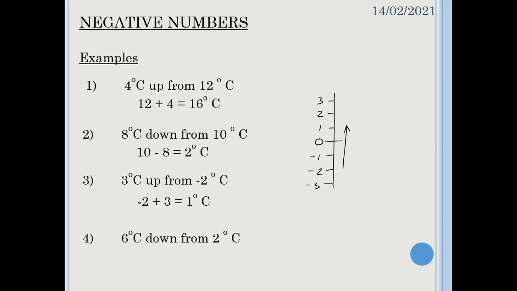6 down from 2 degrees. Well, again, down suggests that it's going to get colder. There's 2 degrees there. If it's going to go down 6 degrees, it's going to pass 0 degrees and go into the negative numbers. So we can say that 6 down from 2 is -4.